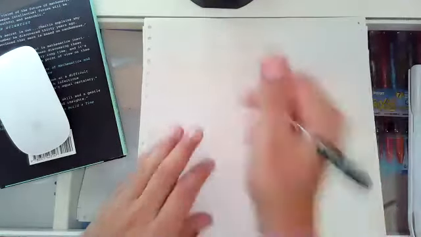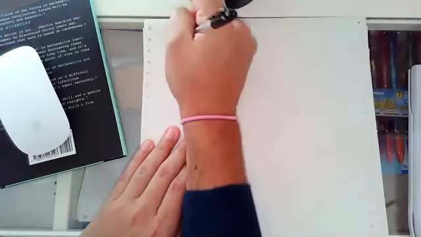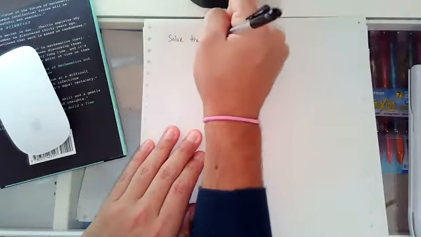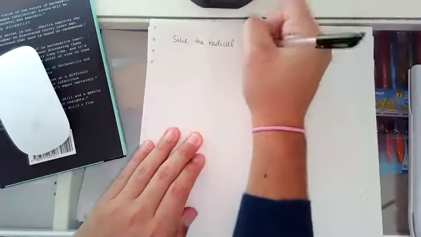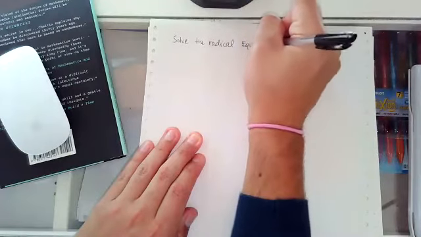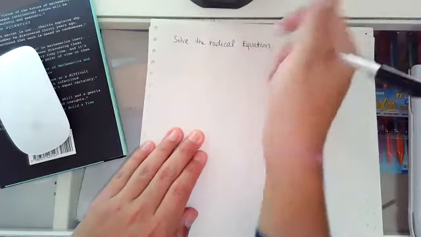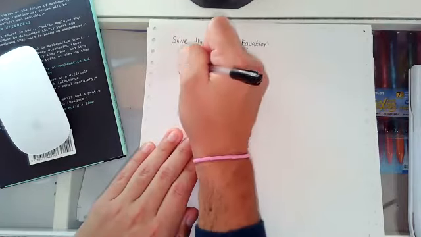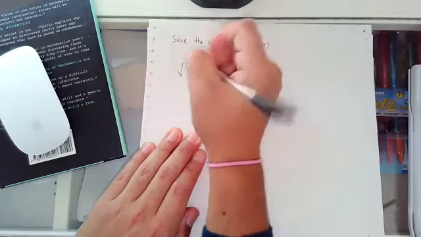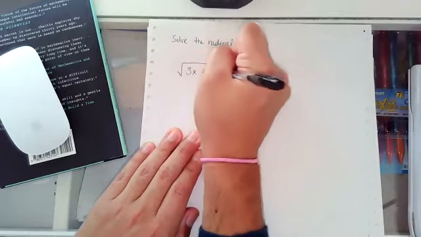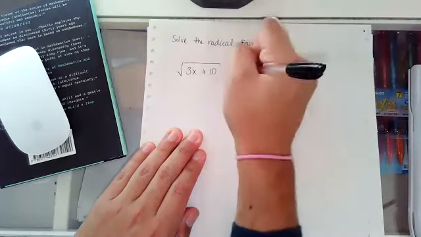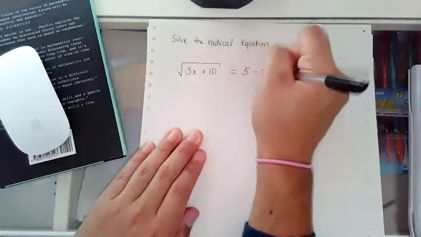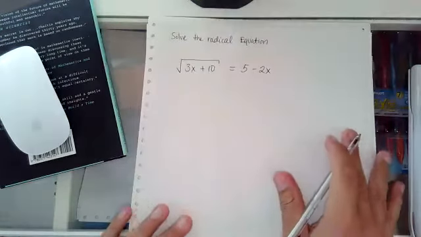What I want you guys to do is solve this radical equation and try to mimic what you saw on the last problem. This time we have the square root of 3x plus 10, and that's equal to 5 minus 2x.